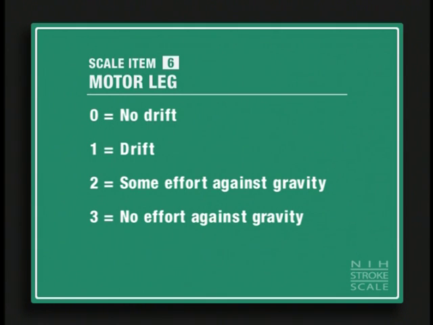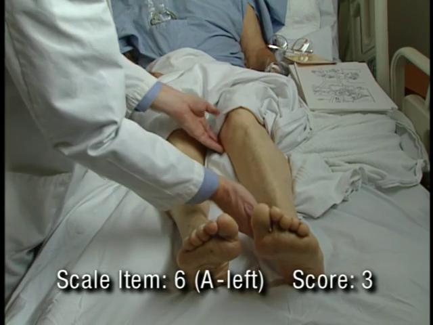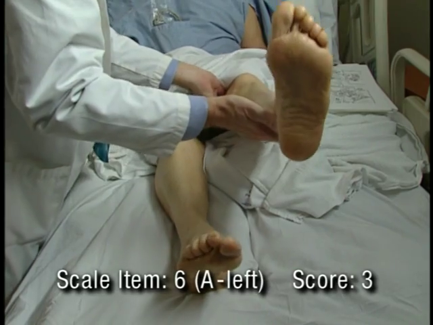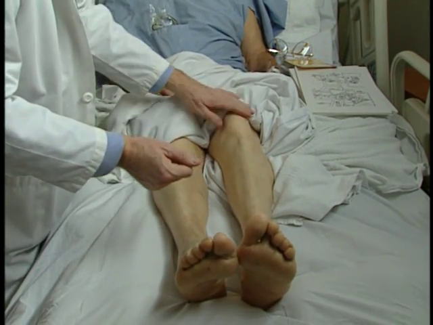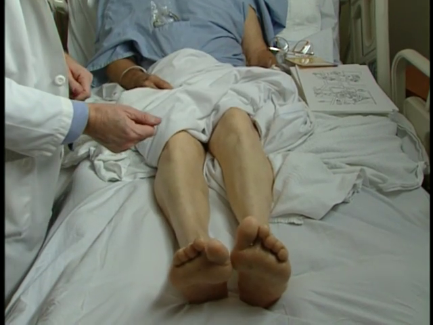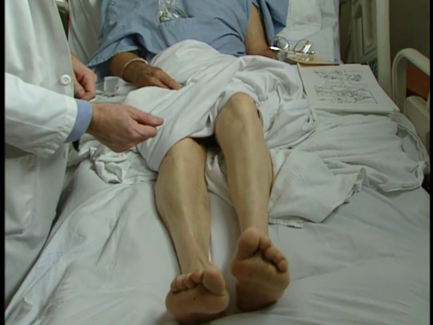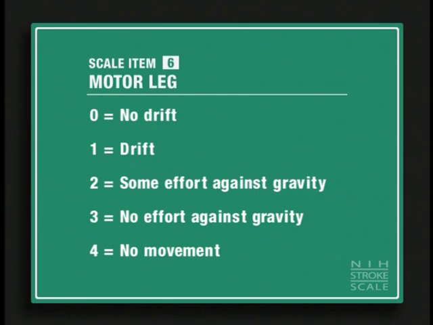Score a 3 when there is no effort against gravity and the leg falls to the support immediately, but the patient makes small movements such as hip flexion or adduction. Now we'll hold this one up right there. Okay, let's try it. Let's see you move it. All right, let's see you move that leg. Okay. Score a 4 if the patient is unable to make voluntary movements.